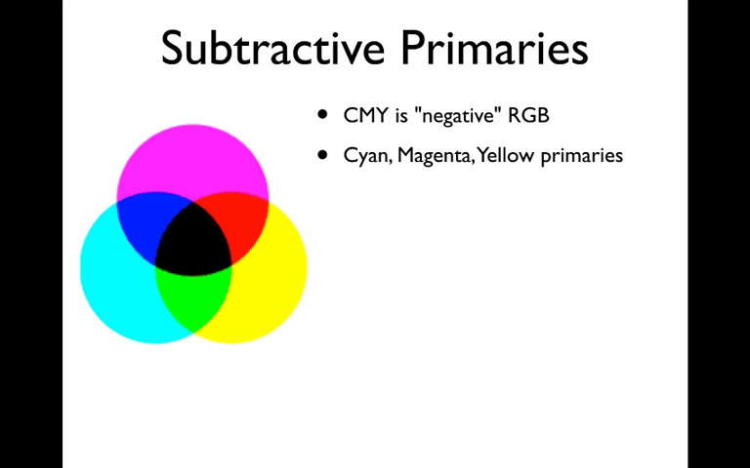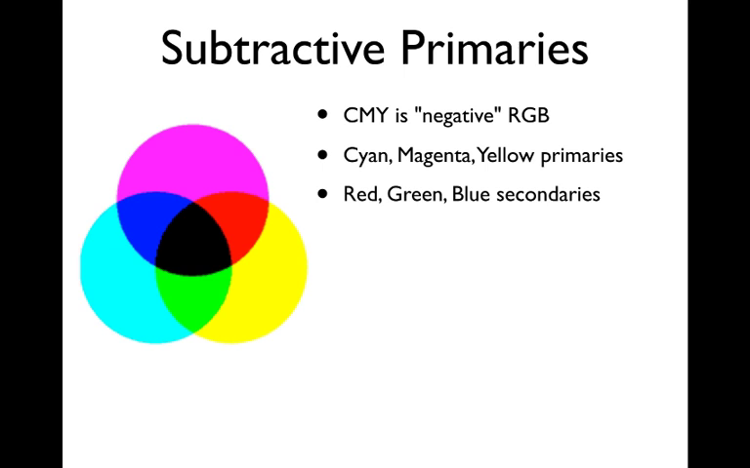So we start with CMY as the primaries in this case. The secondaries in this case end up being RGB. If you take cyan and yellow and mix those inks together, it gives you green. If you take magenta and yellow and mix those inks together, they give you red. And if you take cyan and magenta and mix those inks together, it gives you blue.